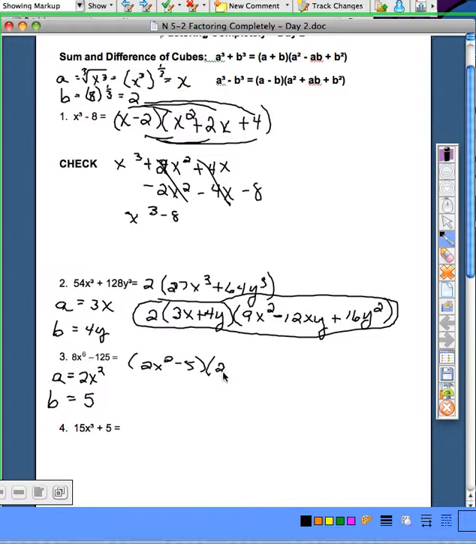times 2x squared plus 10x squared plus 25. And that's our final answer. If we could factor anything more, we need to do that.